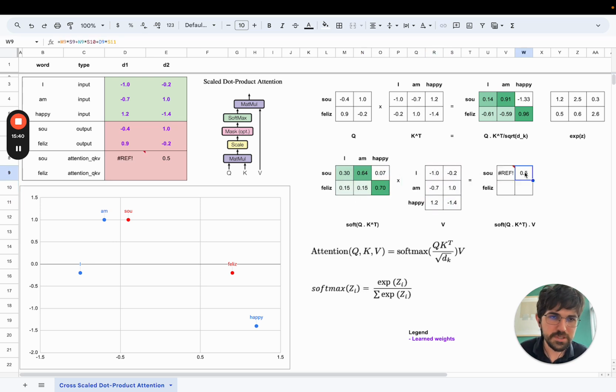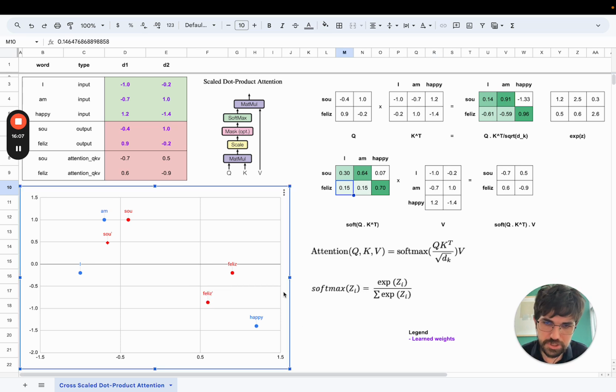Oops, and then I need to delete here. So here we have this new word "so", and "feliz". The new vector is going to have 70% of the original vector of "happy", but also about 30% of those two vectors. So that's the new position of the word "feliz".